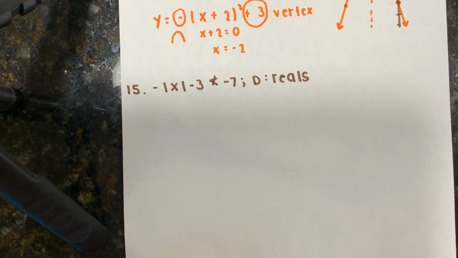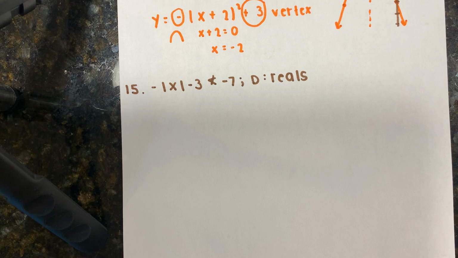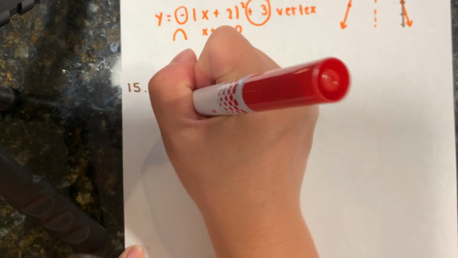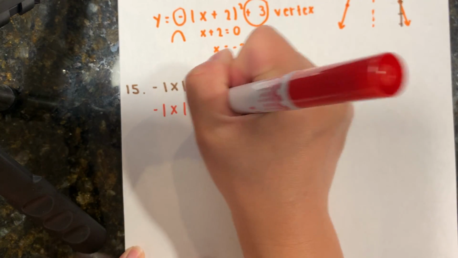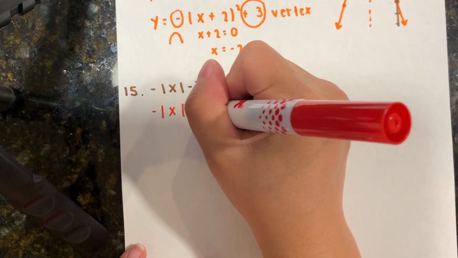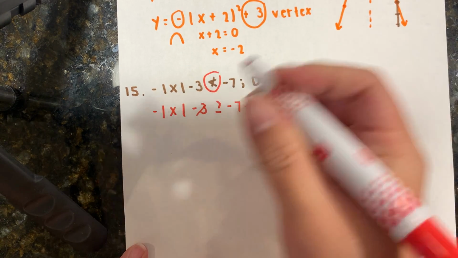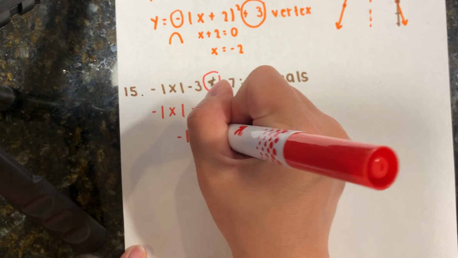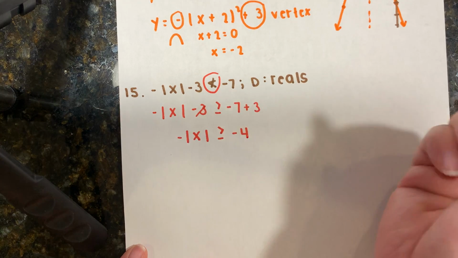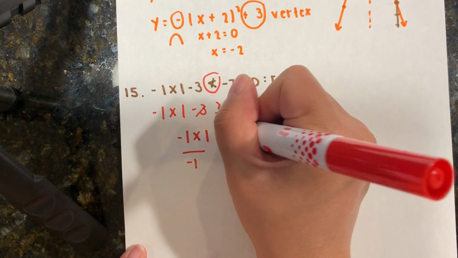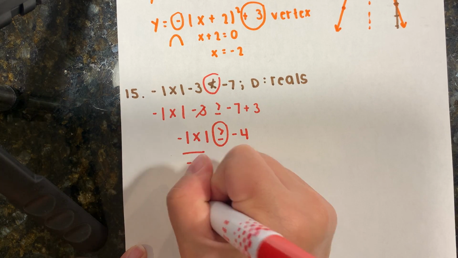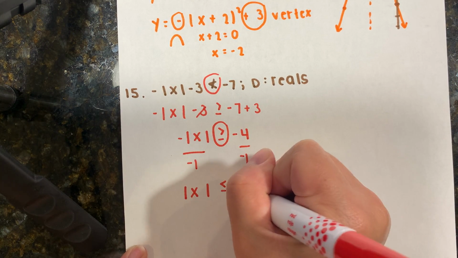Now lastly, we're going to look at this problem here. We see the inequality has a slash through it, so I'm going to flip it and put an equal sign under it. Then I'm going to add 3 to the other side. So I get negative absolute value of x is greater than or equal to -4. But then I have to divide by -1, which is going to flip my inequality. So the absolute value of x is going to be less than or equal to 4.